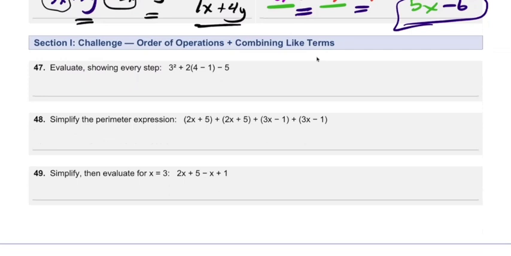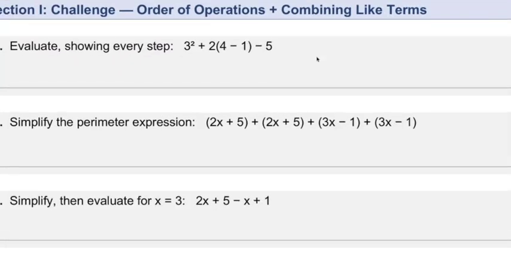Okay. Now this just combines some ideas. So we're going to evaluate these. They're a little tougher. Order of operations. Don't forget your order of operations. Please excuse my dear Aunt Sally. Parentheses first. So I'm going to do 4 minus 1, which is 3. Let's rewrite everything. 3 squared plus 2 times 3 minus 5.